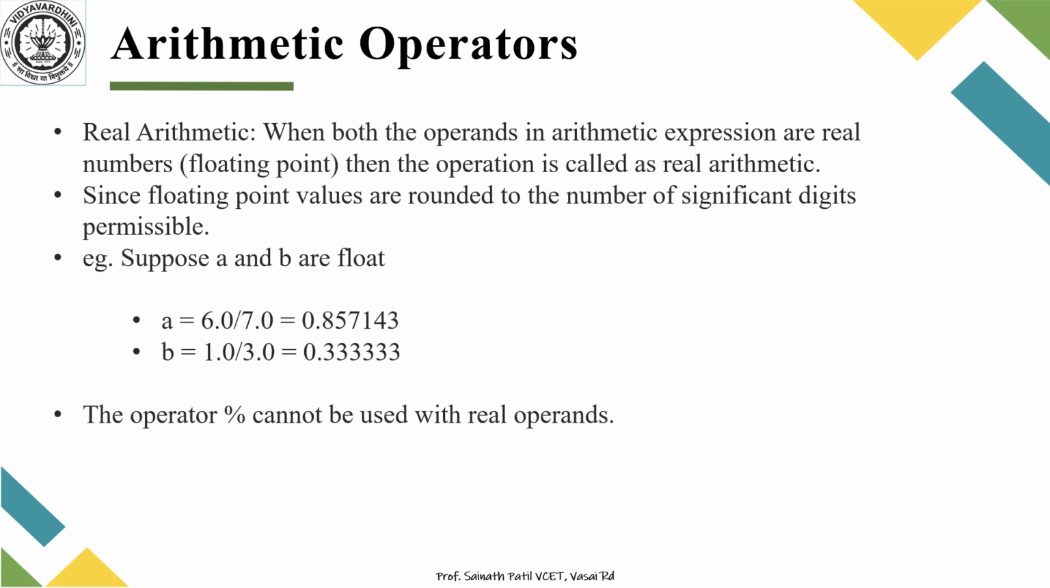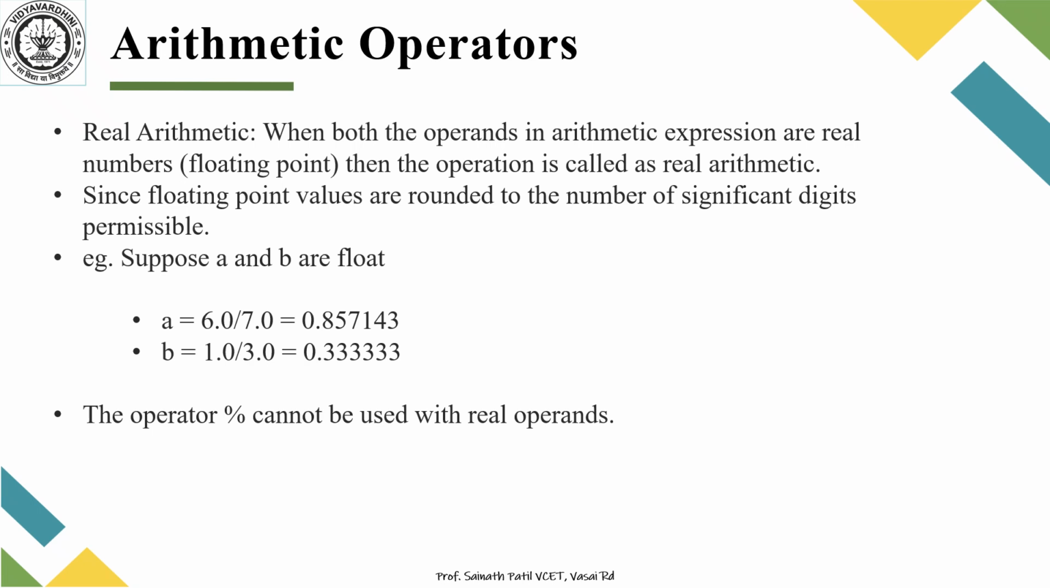Real arithmetic: when both the operands in an arithmetic expression are real or floating point variables, it is called real arithmetic. Since floating point values are rounded to the number of significant digits which are permissible, that is, rounded to the nearest permissible digits.